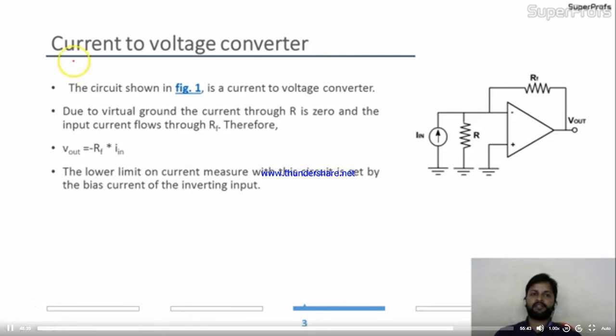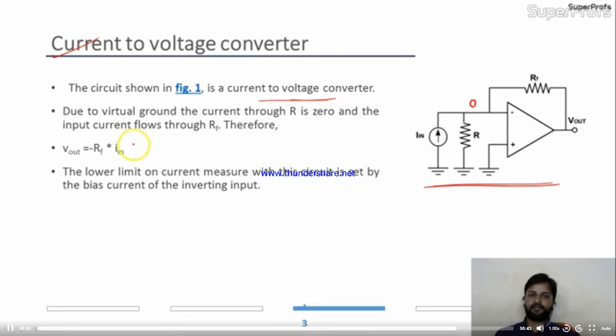Now come to the current to voltage converter. So this is the circuit diagram of current to voltage. How is it going to convert? See, the circuit shown in the figure is a current to voltage converter. Due to the virtual ground concept, this 0 will come over here.